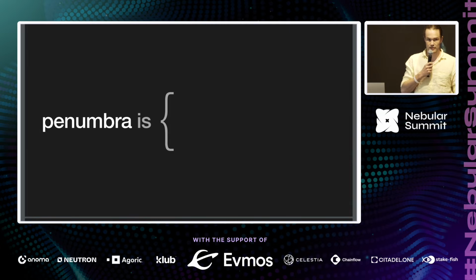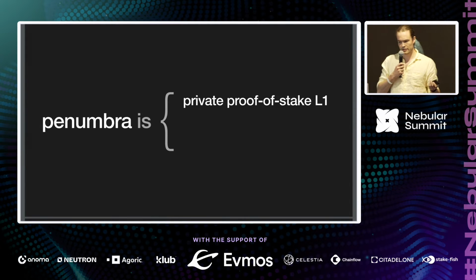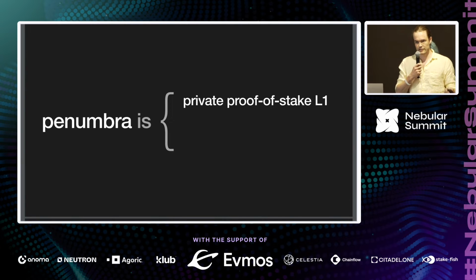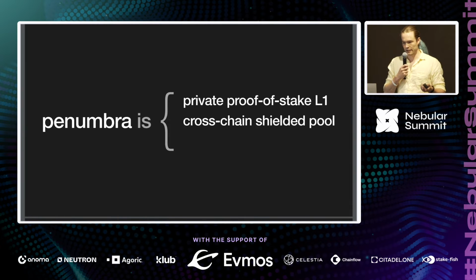To start, it's maybe helpful to give some context for everyone on what Penumbra is, if you don't already know. Penumbra is sort of a triple of three things. First of all, it's a private proof-of-stake L1 built directly on top of Tendermint consensus. We have our own app on top of that. And what it provides is a cross-chain shielded pool, so you can take any IBC asset and record it privately on this chain.